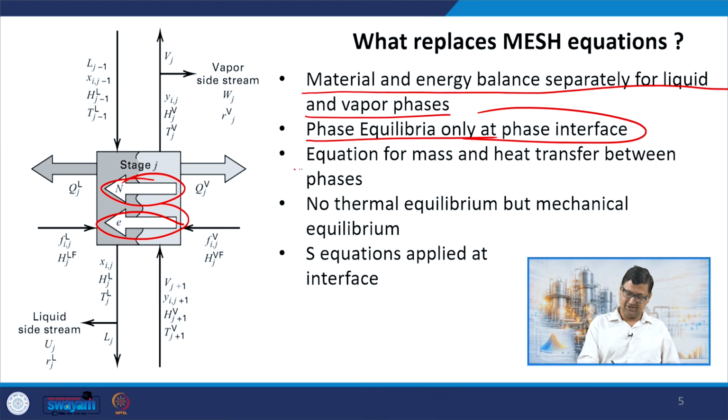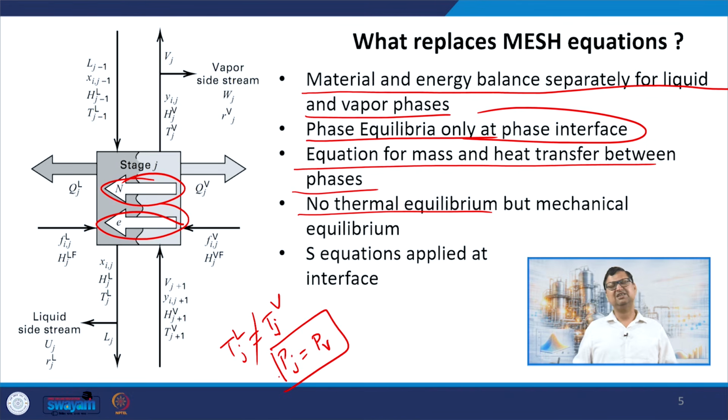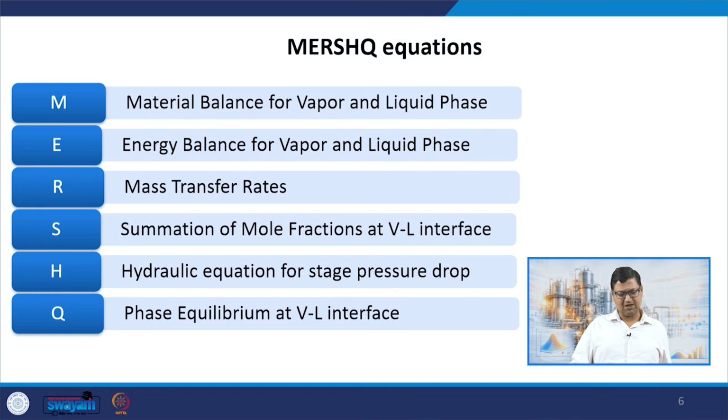And now, of course, as I said, we have to include the equations for mass and heat transfer between the phases. We are not going to assume thermal equilibrium, so we don't assume that my TJL is equal to TJV. So they are unequal now, but I still assume mechanical equilibrium because that is typically easier to attain, particularly for things containing liquids, compared to temperature or thermal equilibrium. And finally, as you will see, I am going to apply the S equations also at the interface in the scheme of things.